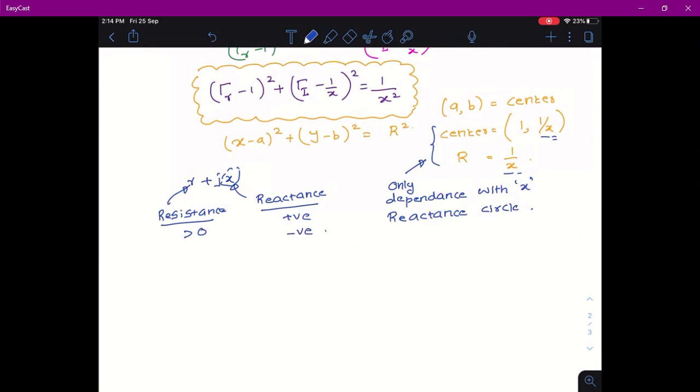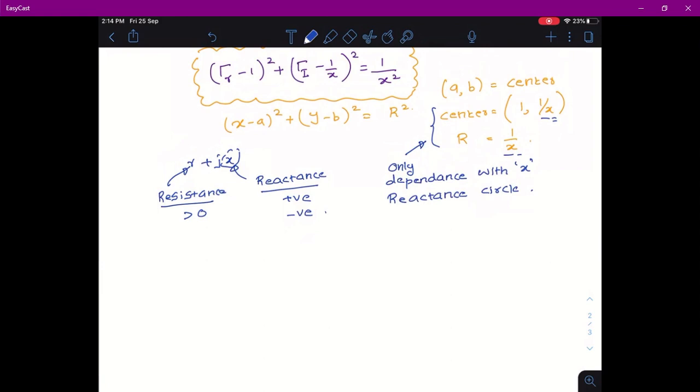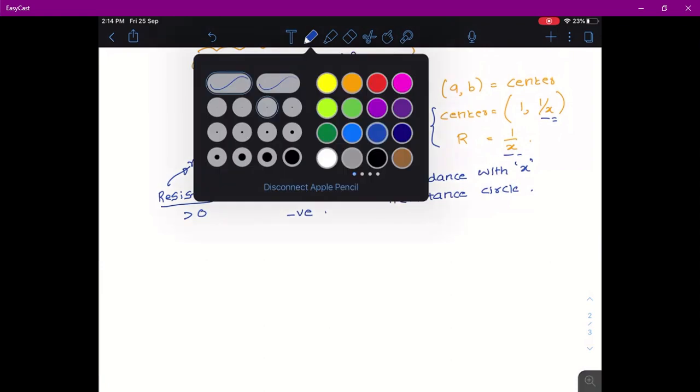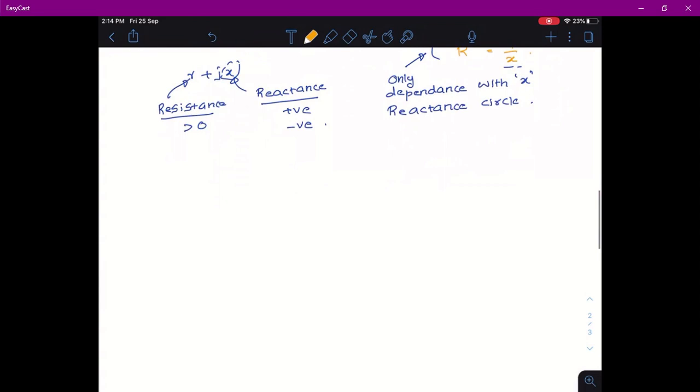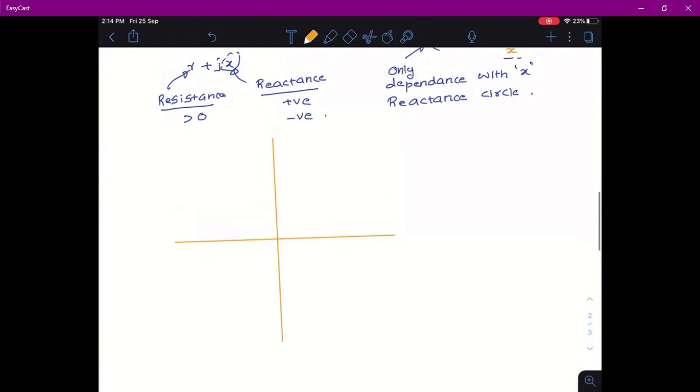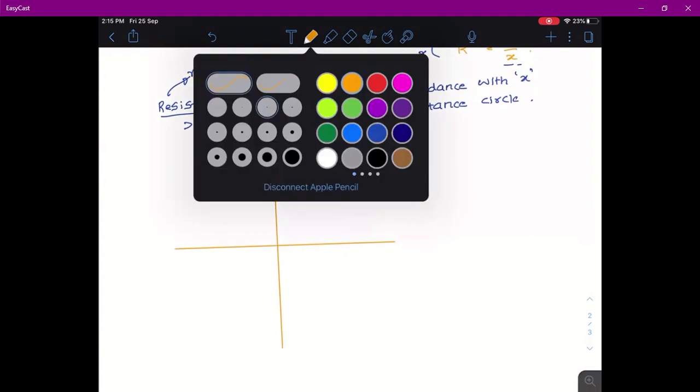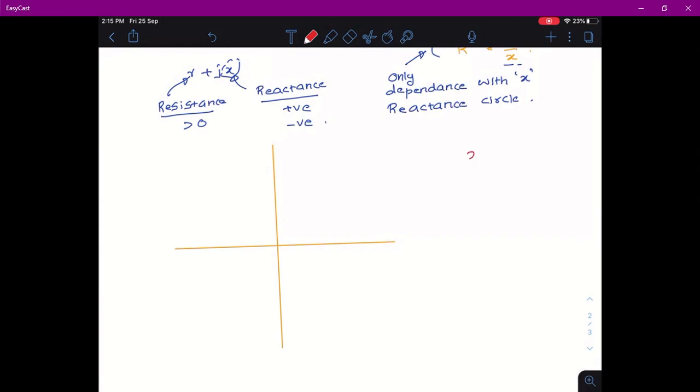Okay, so let us try to draw this circuit. Let us put some values. Let me draw the axis first, and let me put the values. First is x, the value of the reactance. Next is the radius 1/x. And next is the center (1, 1/x). So this is the radius and this is the center.